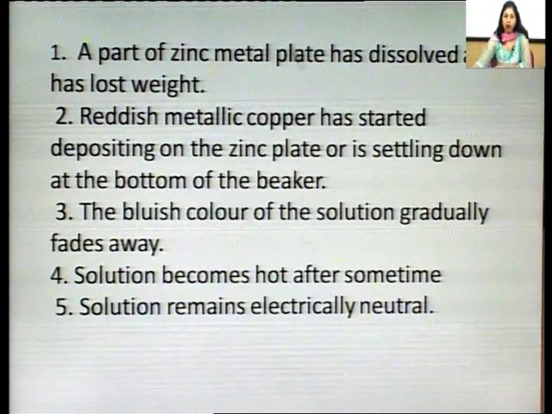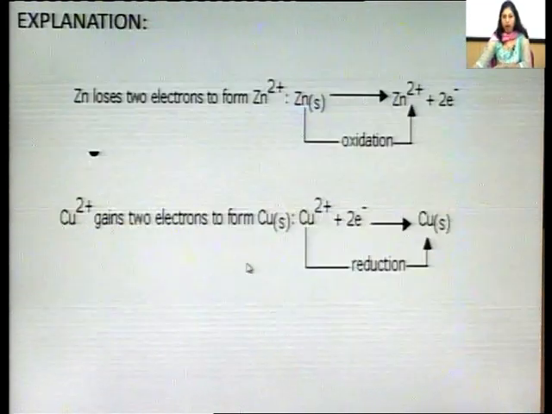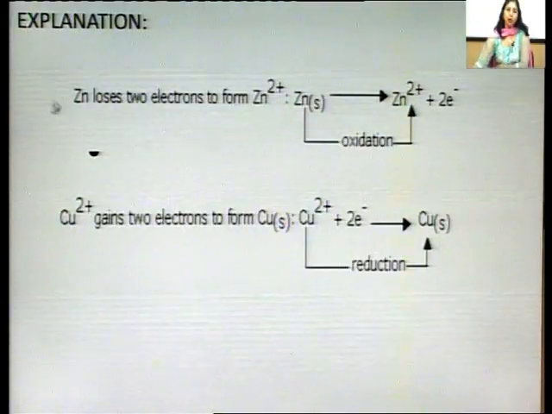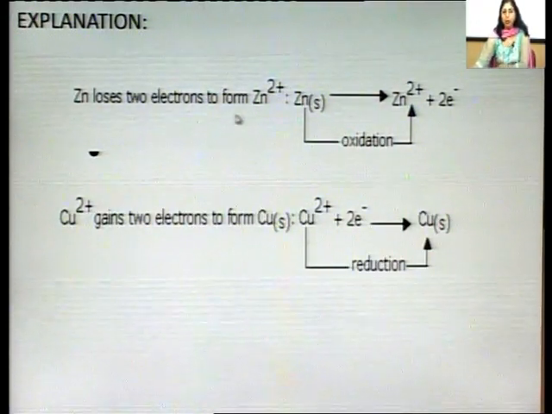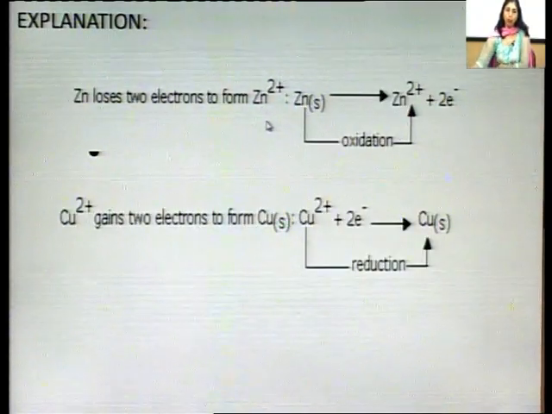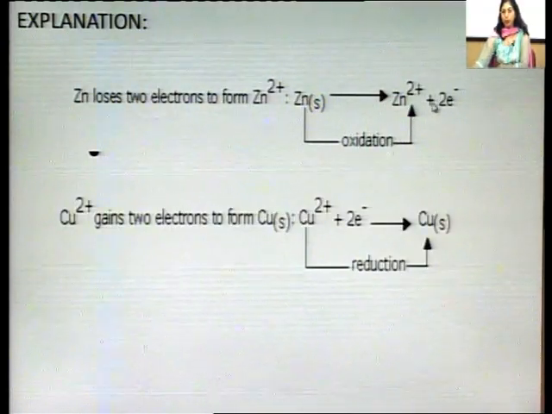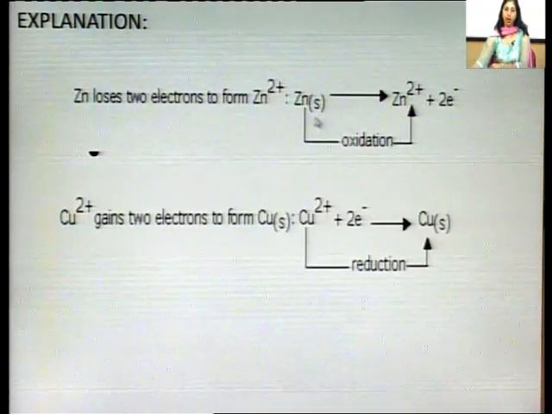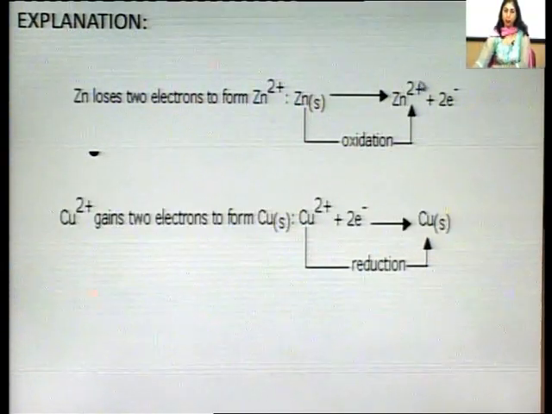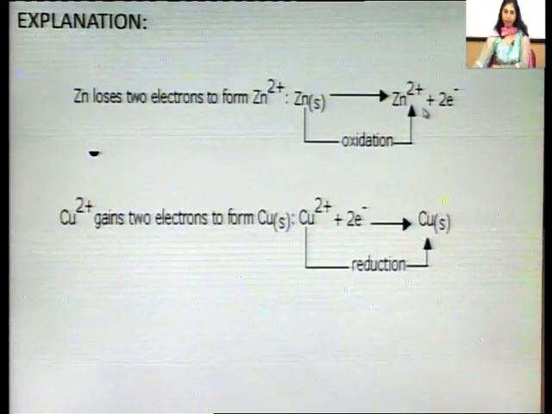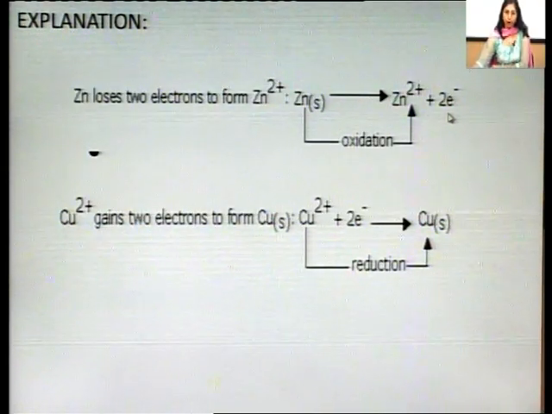So, these are the few observations which we will observe after a few minutes. Now, let us explain all these observations one by one. In the first step, zinc loses 2 electrons to form zinc ions, that is, zinc undergoes oxidation, as you can easily see in this reaction. After the loss of 2 electrons, zinc changes into zinc ions and these electrons will move into the solution.